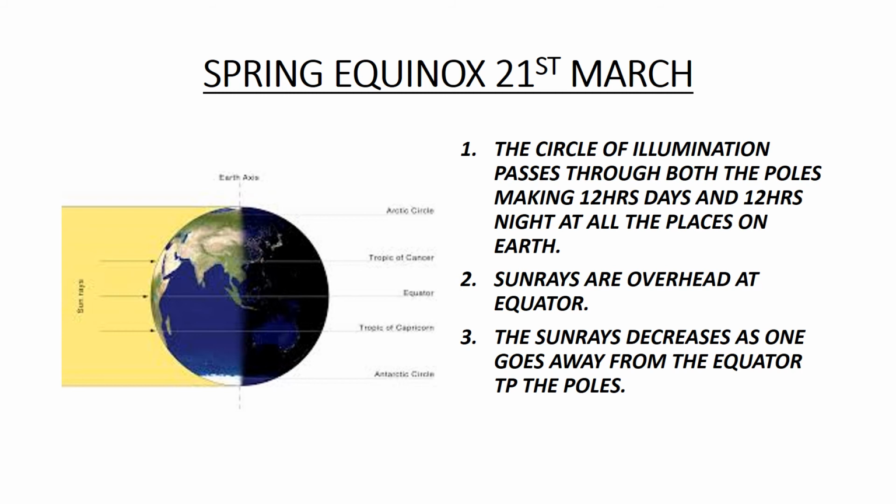Spring equinox, 21st March. The circle of illumination passes through both the poles, making 12-hour days and 12-hour nights at all places on the earth. Sun rays are overhead at the equator. The sun rays decrease as one goes away from the equator to the poles. Equinox means equal day and equal night.